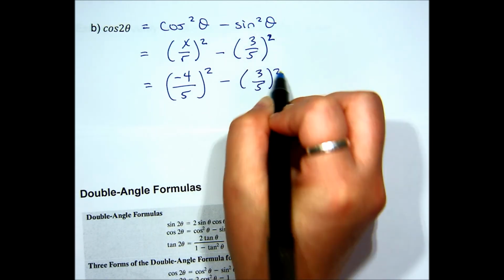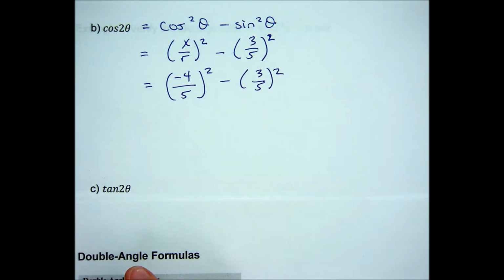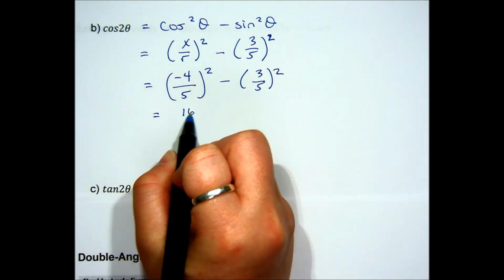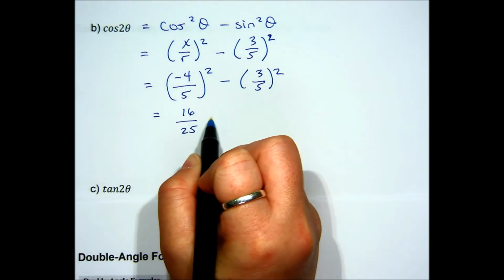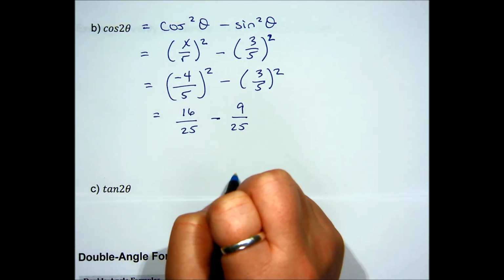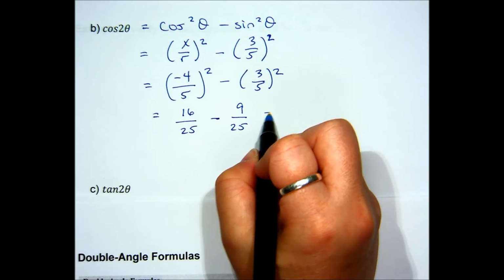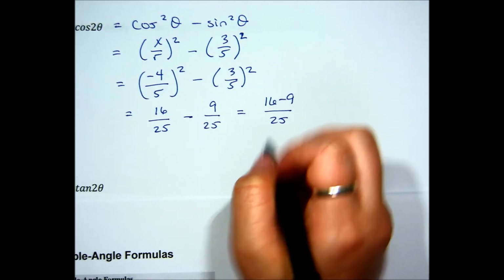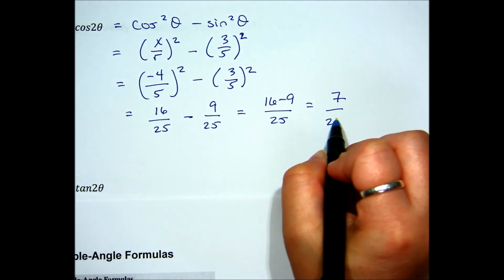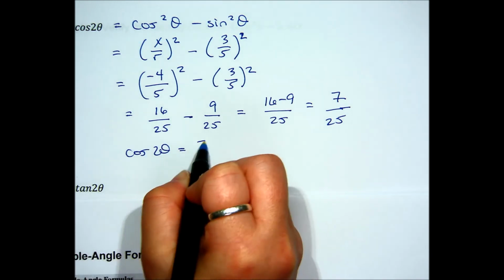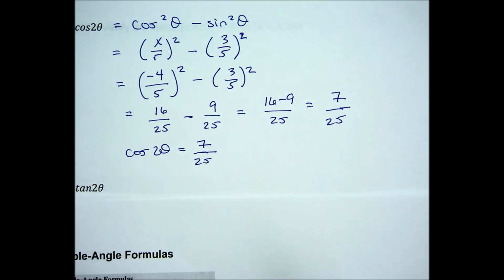Minus (3/5) squared. When you have a fraction squared, you square the top, you square the bottom. Negative 4 squared, 16. 5 squared, 25. Bring your subtraction symbol down. 3 squared, 9. 5 squared, 25. You do have a common denominator, so we can make this into 16 minus 9 over 25. Simplify your fraction to give you 7/25. So cosine of 2 theta is equal to 7/25.